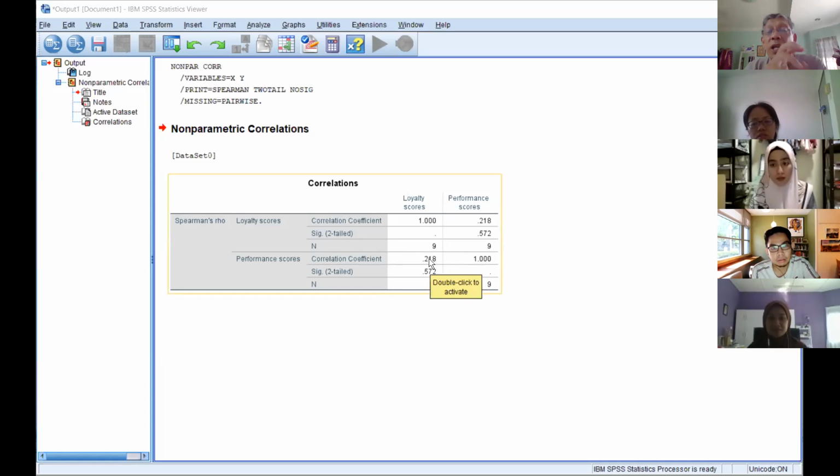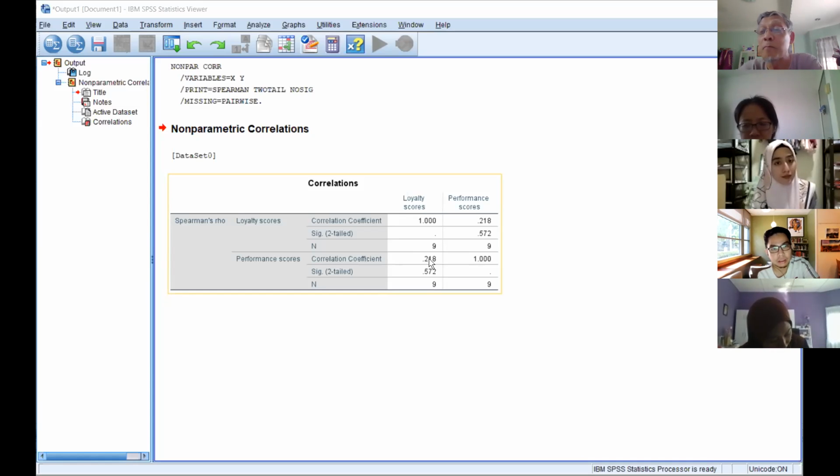Okay, now, if you are given this output in your exam, what are the possible questions that you may be asked that you need to know, you need to answer? Let me try to come up with the possible questions. Question number 1. What are the variables involved in this analysis?